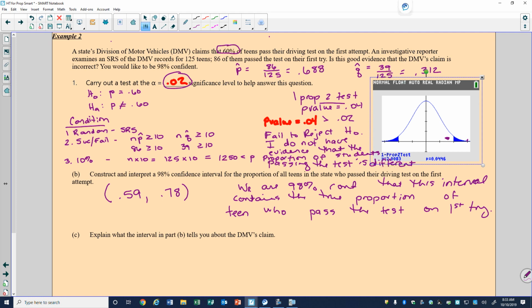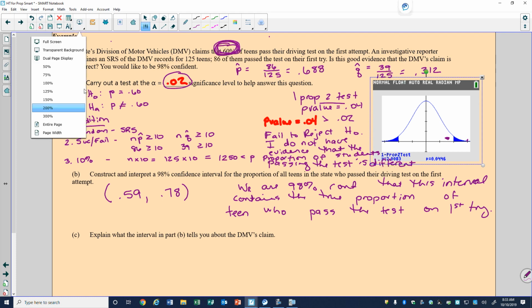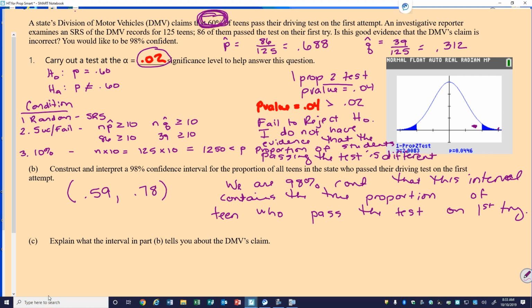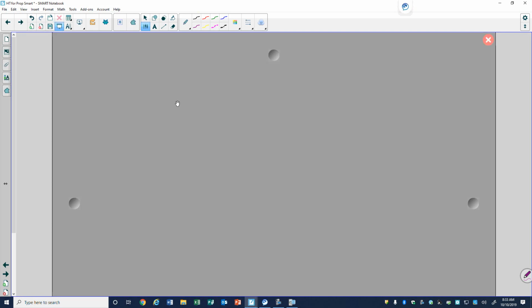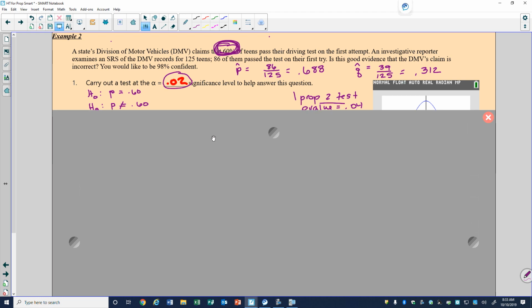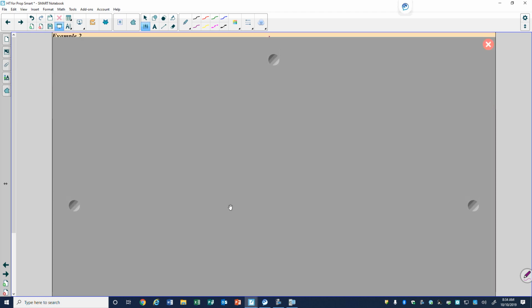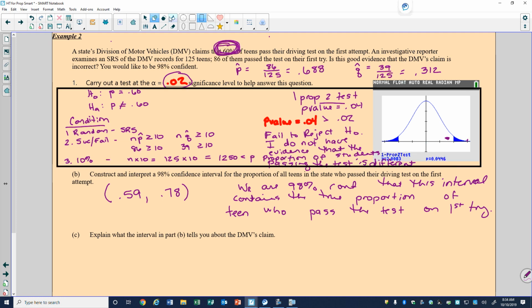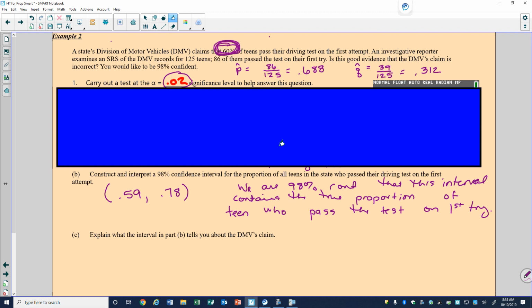Okay. And what that tells you is, because the DMV claimed 60% in the very beginning, I don't even need the test to say this. If I completely blocked out this test, no, that's not what I wanted to do, hang on. I don't think I can block it the way I want to though, so I'm just going to X out. So just pretend I can do this though. Let's just say I never even looked at that. I just block it out for a minute.